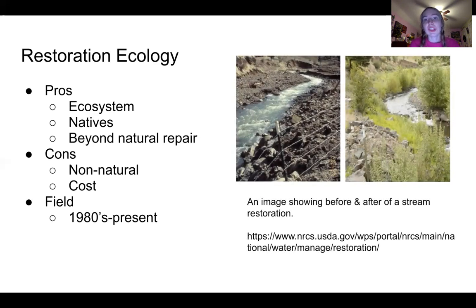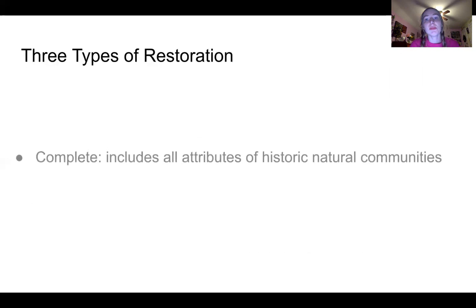Here's once again an image showing a before on the left-hand side and after of a stream restoration. You can see they added a bunch of different types of native vegetation to help for a better ecosystem. There are three types of restoration. The first one is complete restoration, which includes all of the attributes of historic natural communities for that community.